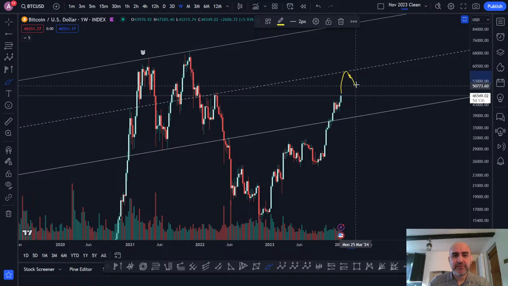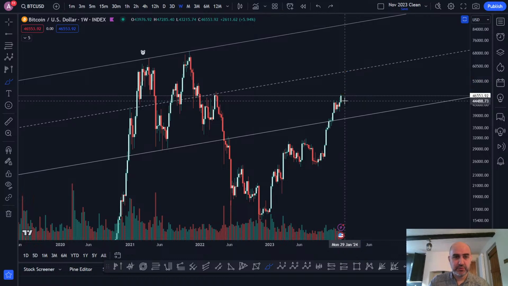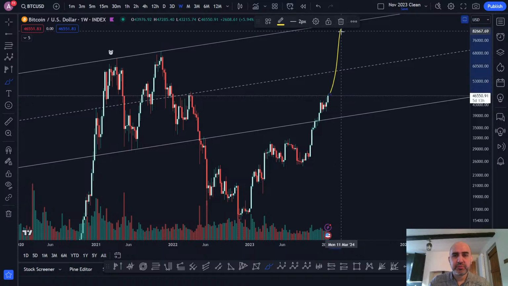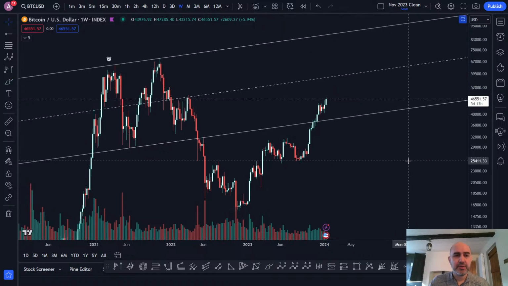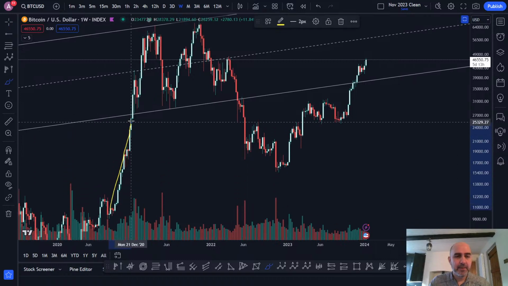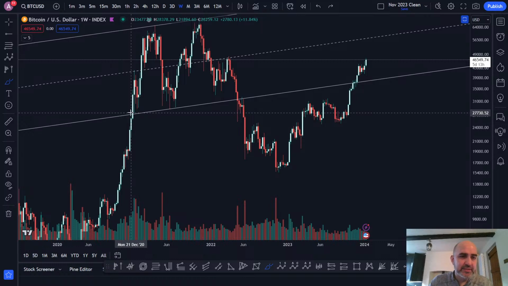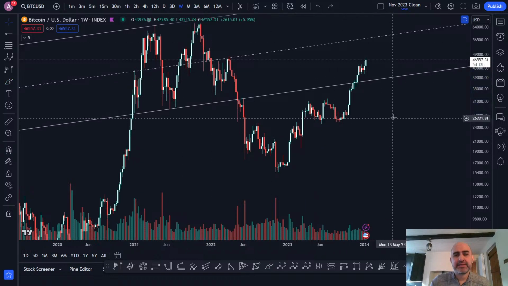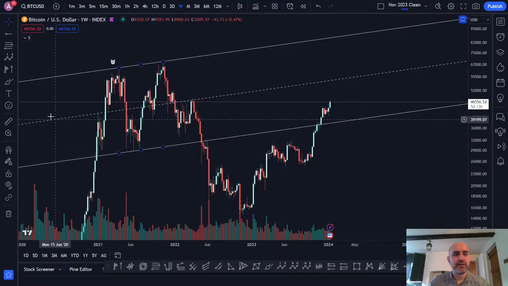Not without some kind of pullback. I find it very difficult to imagine the price to just walk through it. It'd be very unusual. And even here, when we had the crazy impulsive move, the price did get stopped at the bottom of the channel, and then it went through, it got to the midpoint, but it did come all the way back to almost test it before it goes up. And I kind of would expect something similar.